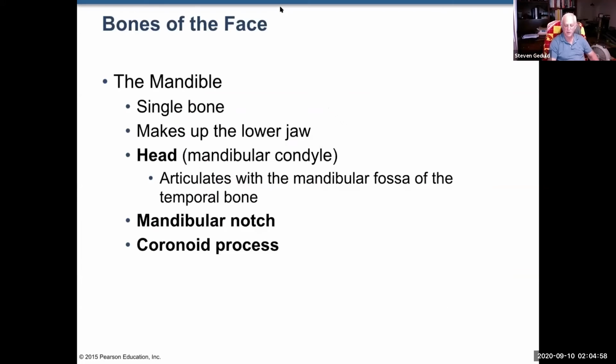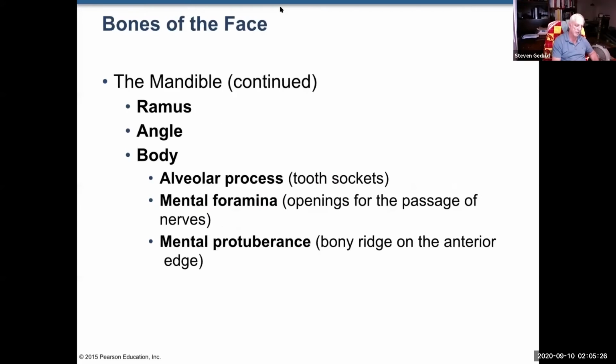The mandible. The mandible is not a right and left bone. It's a single bone. It makes up your lower jaw. It has a head, which is the mandibular condyle. The condyle is what articulates with the fossa of the temporal bone. Okay? So it articulates with the mandibular fossa of the temporal bone. When it slams into that, that's what causes our concussions. You have a mandibular notch, and you have a coronoid process. You need to know both those things. And we'll show you in the picture what those are in just a second.